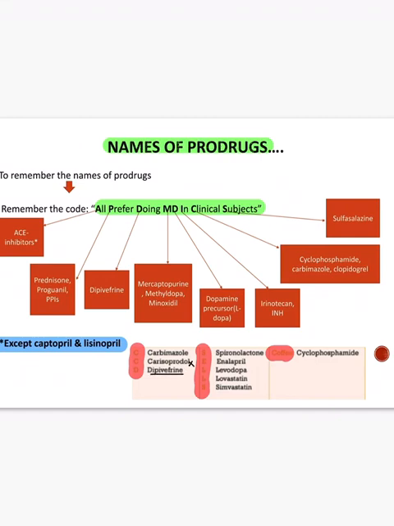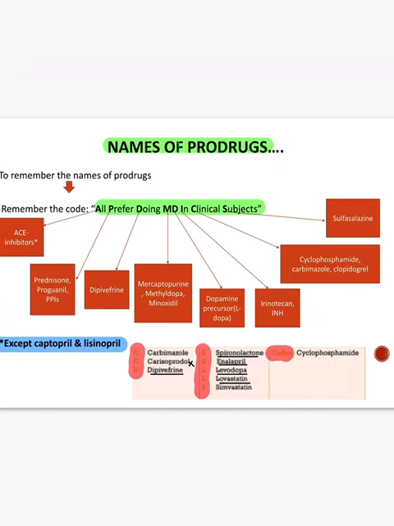Then you have dipivefrin. Then spironolactone, which is a diuretic. Okay, that is a potassium sparing diuretic, we will cover in some other time. E for enalapril, which is used as an antihypertensive. ACE inhibitors and ARBs wala drugs category, ACE inhibitor. Then you have levodopa, which is used in Parkinson.